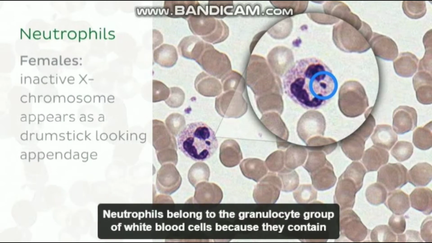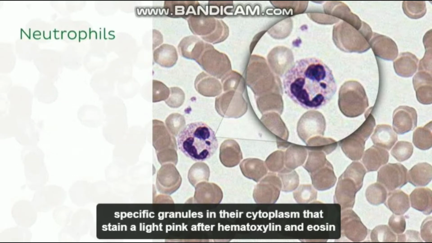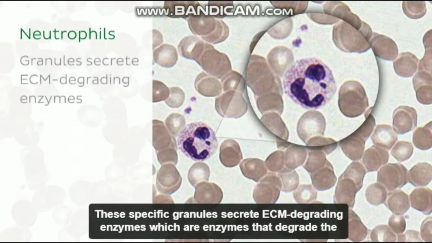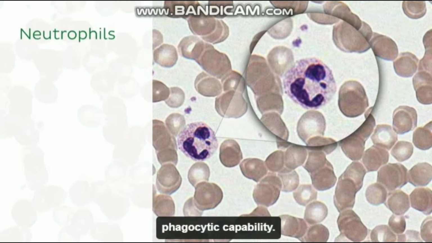Neutrophils belong to the granulocyte group of white blood cells because they contain specific granules in their cytoplasm that stain a light pink after hematoxylin and eosin staining. These specific granules secrete ECM-degrading enzymes, which are enzymes that degrade the extracellular matrix. And the granules are also what provide neutrophils with their functional phagocytic capability.